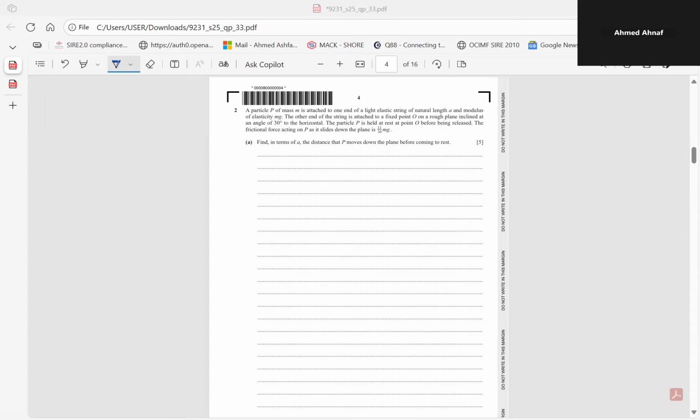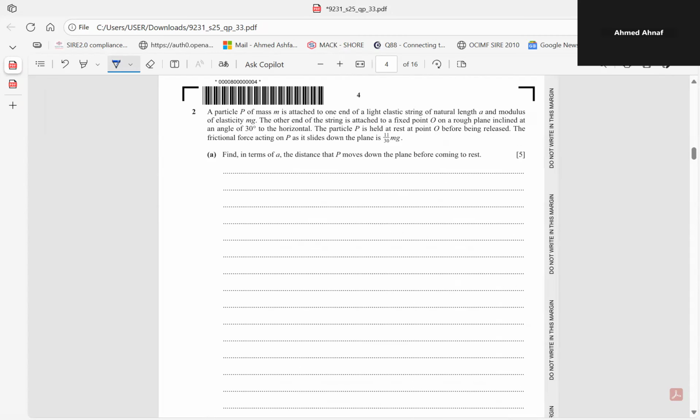Okay, so for the second question, we are told that a particle P of mass m is attached to one end of a light elastic string. So that means when the string is extended, there would be elastic potential energy, but when it's compressed, it's not going to have any EPE, of natural length a and modulus of elasticity mg.